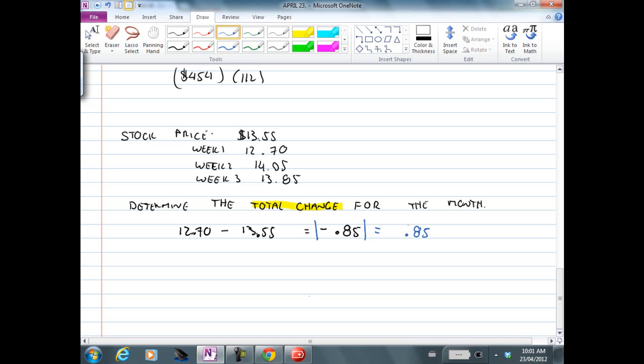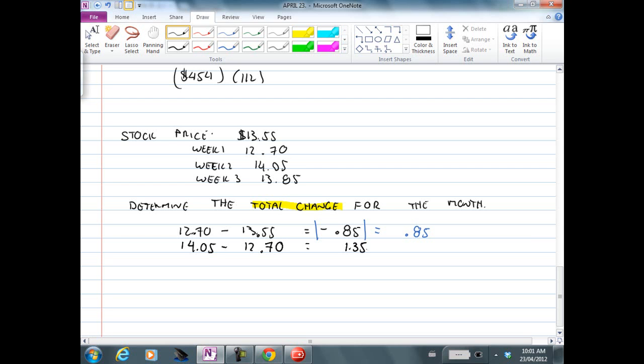I want you to do the next one. I want you to figure out the change from week 2 and week 1. So I'm at 1405 minus 1270. So I'm doing the next change. 1405 minus 1270. And again, we always use the absolute value because I want to know the total change. So which means I'm going to add up everything together. This will give you $1.35.